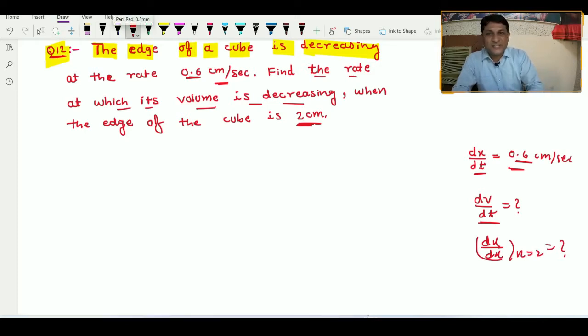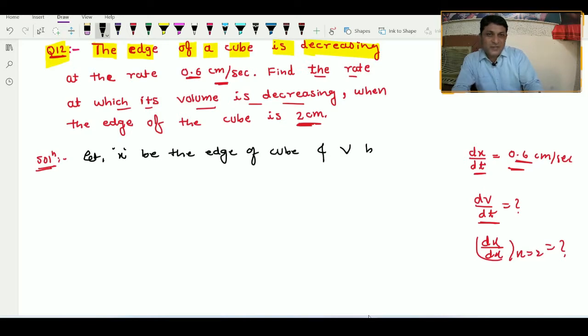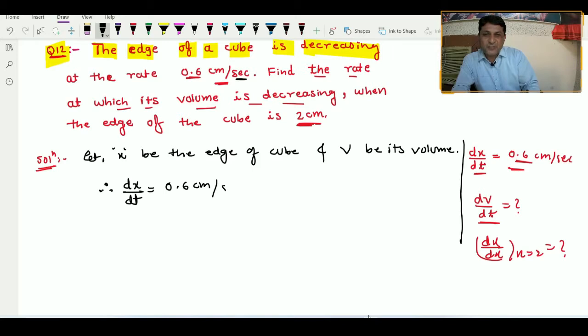So let us try to solve this example. Now we are denoting the edge of the cube by x. So let us suppose that x be the edge of the cube and v be its volume, because our example is related with volume. So that's why volume we are denoting by v. So according to the given condition, what is the given condition? That the edge is decreasing, means dx upon dt is 0.6 centimeter per second. It is given to us. So let us denote this given value by equation number first.